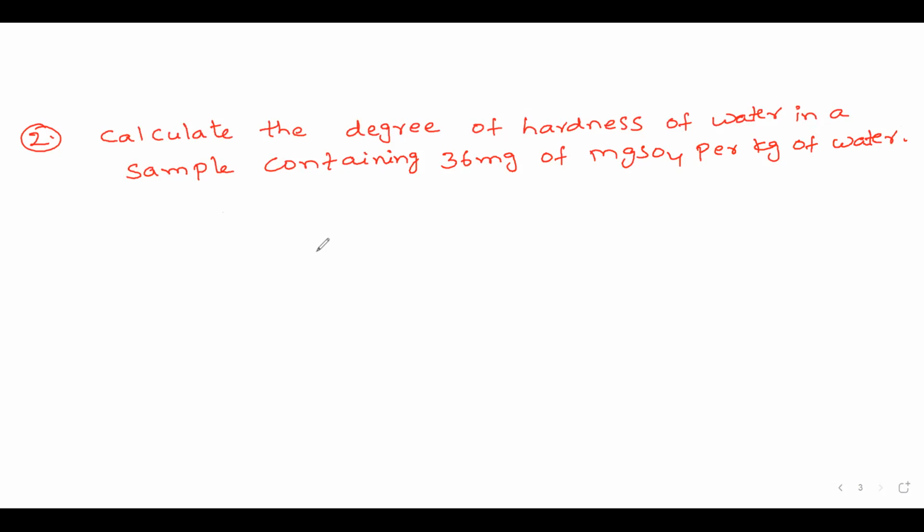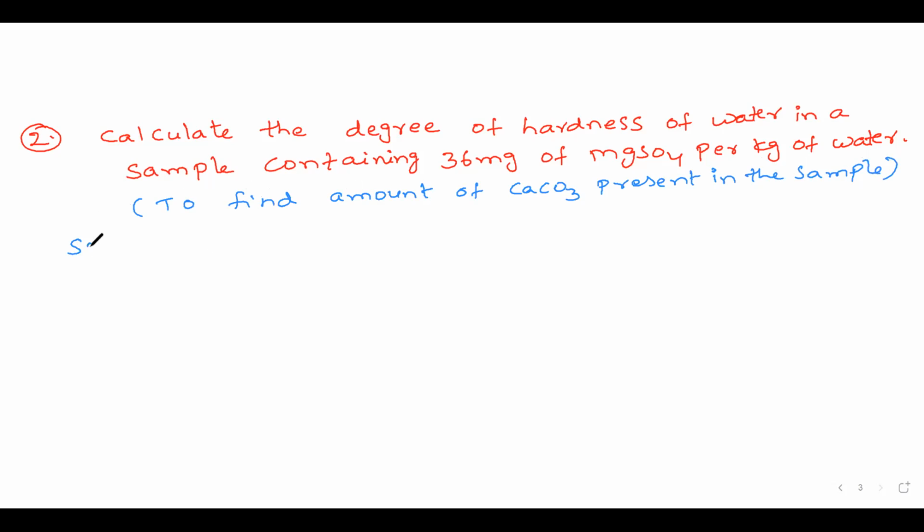Now, in any given question, we have to find the amount of calcium carbonate present. If we find the amount of calcium carbonate present in the given sample, that is nothing but the hardness of water. So I'm writing here the hint: find the amount or mass of calcium carbonate present in the sample. That's all. If you find this, this is more than enough. Now let us see the solution.